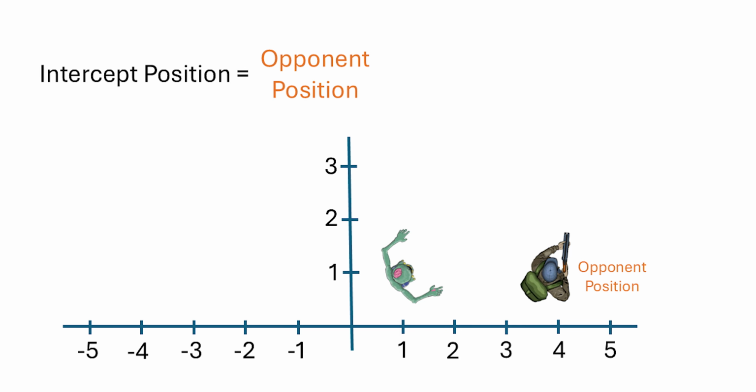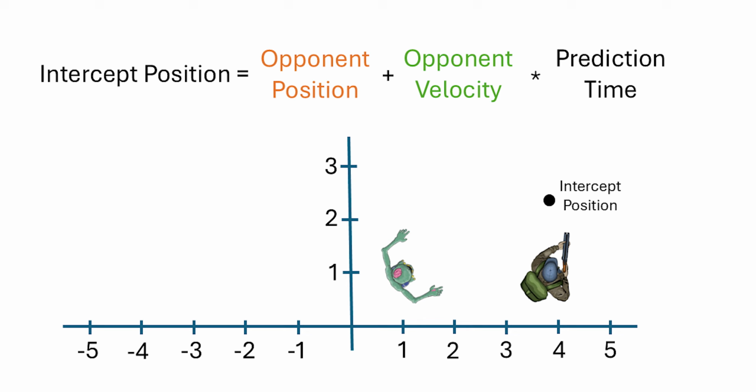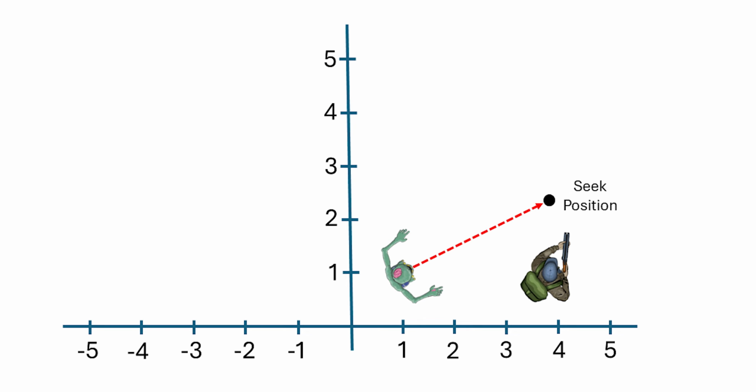And with this prediction time, we can now calculate the intercept position. We start with the opponent's position and add on to it the opponent's velocity, which is multiplied by the prediction time, which results in a position ahead of the opponent, and our simple seek behaviour comes in useful once again.